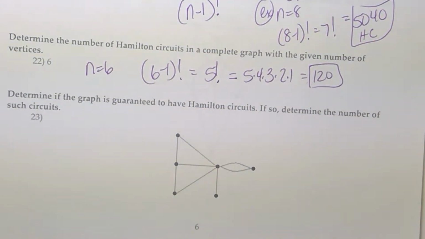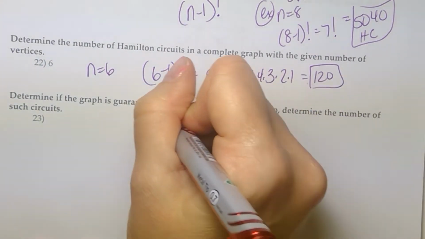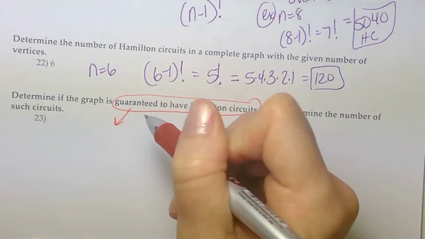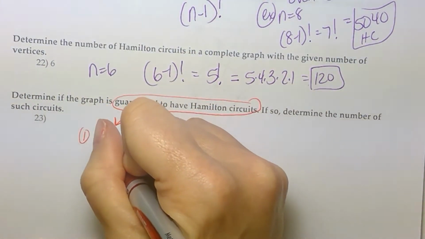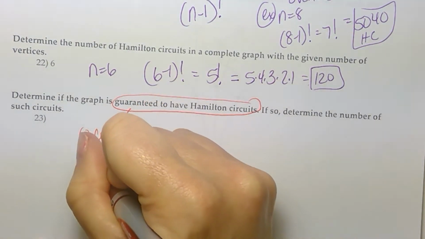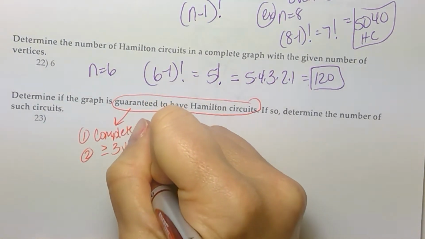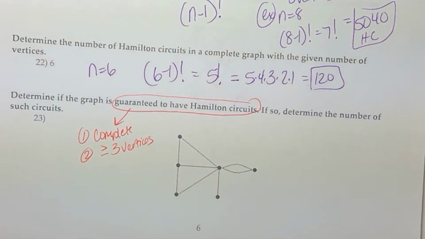All right, determine if the graph is guaranteed to have Hamilton circuits, and if so, figure out how many. What guarantees that it will have Hamilton circuits? What makes this happen? Remember, there were 2 things. First, it had to be a complete graph, and second, it had to have at least 3 vertices, so 3 or more vertices. Is this a complete graph?